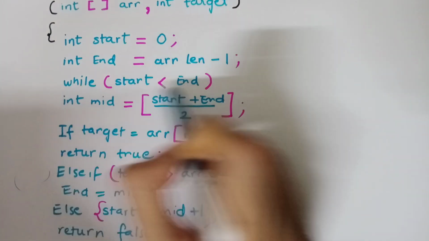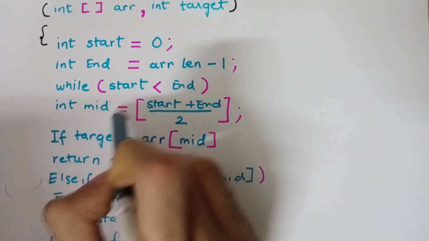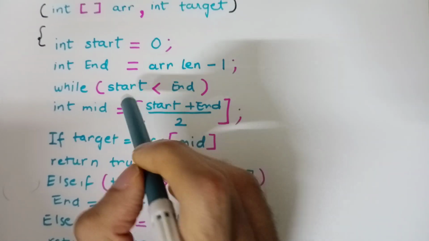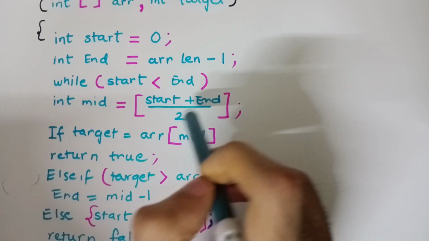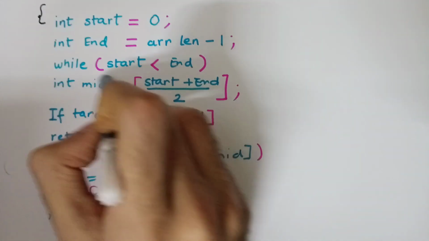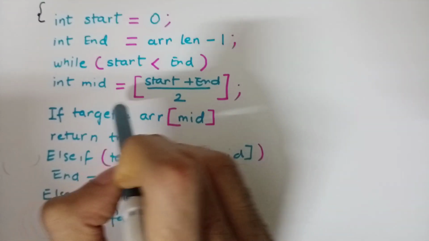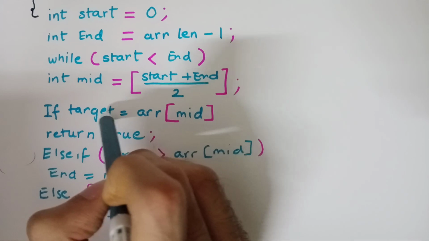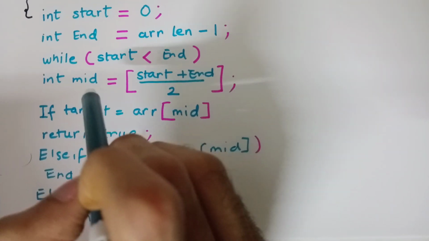Now what do we do in the loop exactly? First we find the mid element index. How do we find that? Ceiling of (start plus end) divided by 2. Now after obtaining the mid index, we compare the middle element with the target element. Now what is the target element? The element that we're looking for.